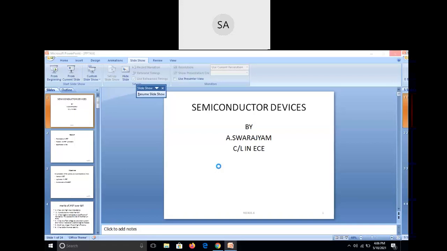So we are going to discuss, today we are going to discuss the merits of JFET over BJT, and list the importance of JFET in construction of MOSFET.